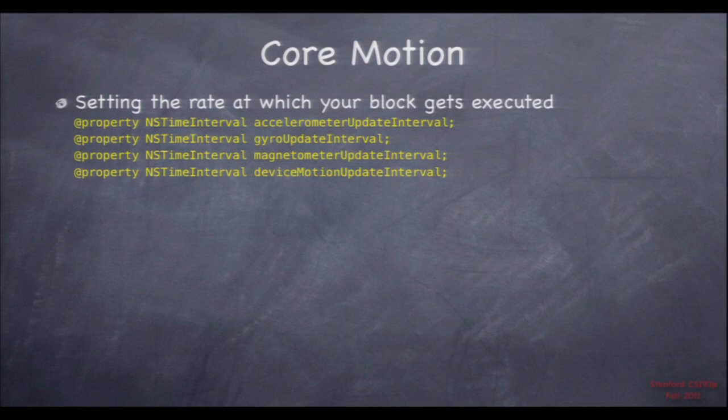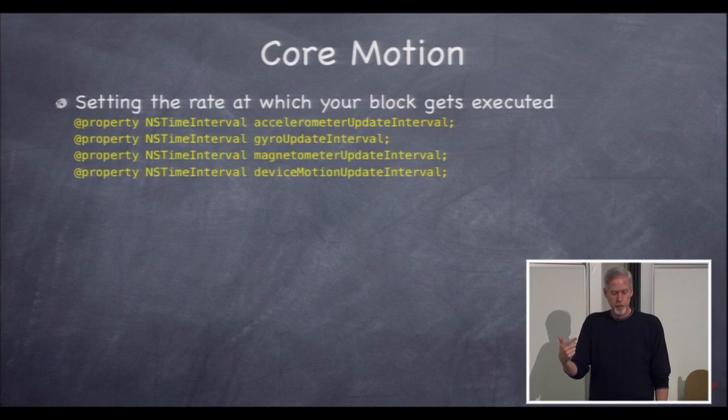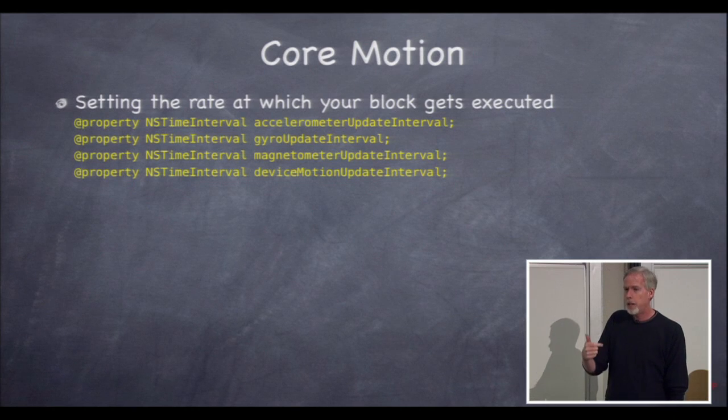You can obviously specify the interval at which your handler, your block, is going to get called. Okay, so this is in number of seconds, right? So if you wanted 50 hertz, this might be 0.02 seconds. Again, you don't want to do something too expensive in that block, especially if you have a high data rate, same reason that we have with the timer.